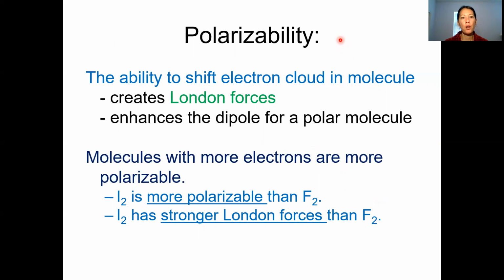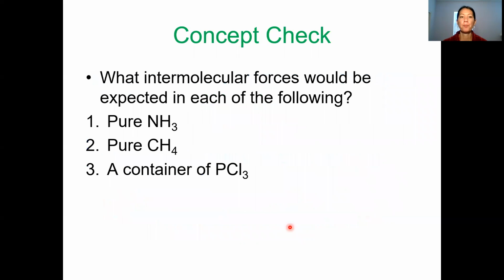Polarizability is a term you need to know. It's the ability to shift these electrons or the whole electron cloud in a molecule. This allows for us to create the London dispersion forces, and it enhances the dipole for a polar molecule. Larger molecules can do this better. So I2 has more electrons than F2, so it's more polarizable, and it'll have stronger London dispersion forces. The intermolecular forces will be stronger. So those intermolecular forces would be harder to break apart.